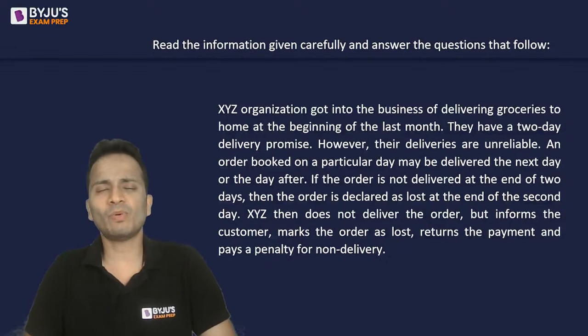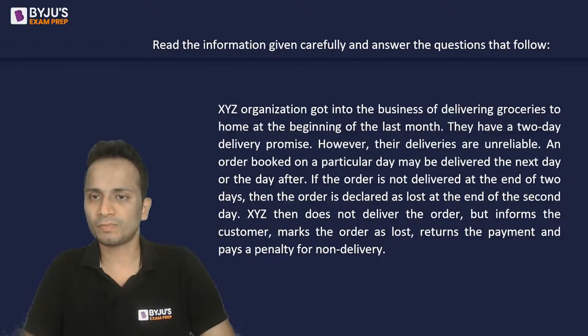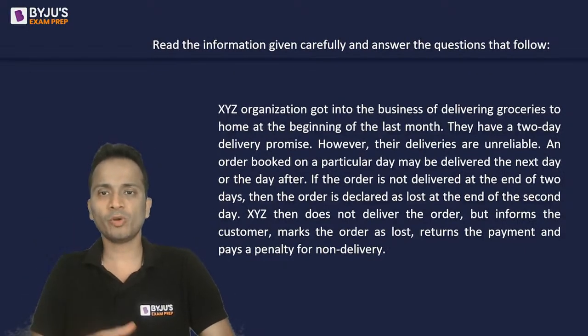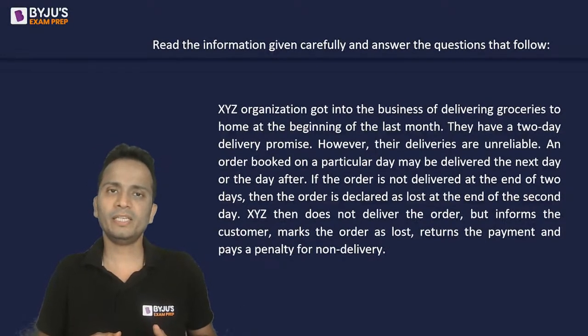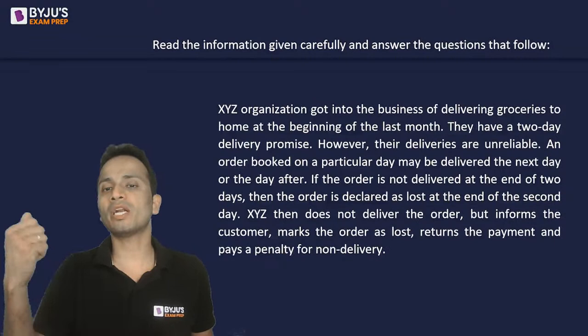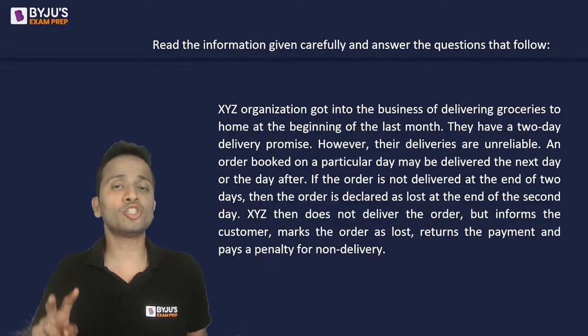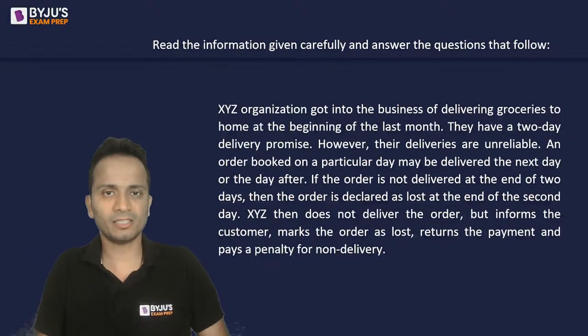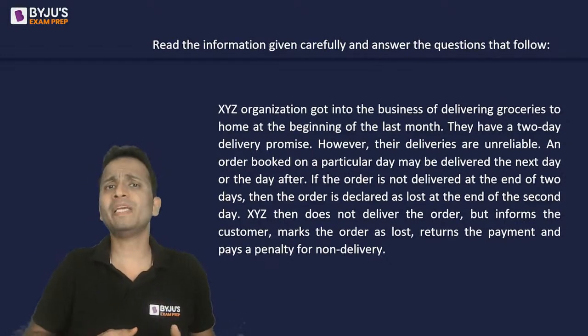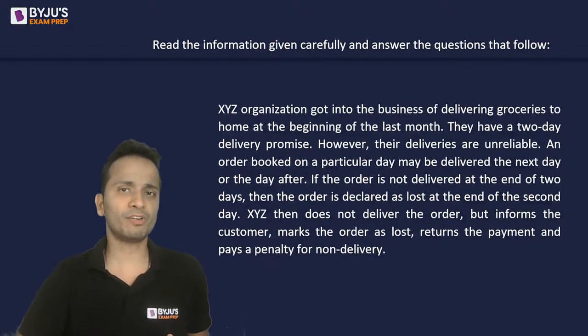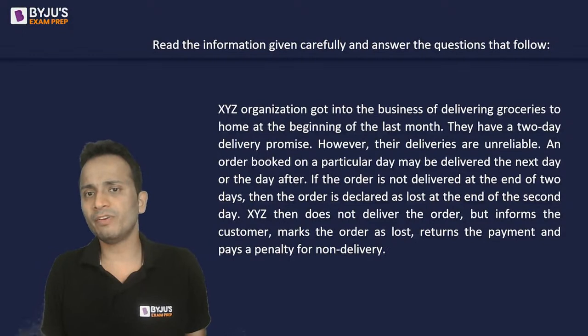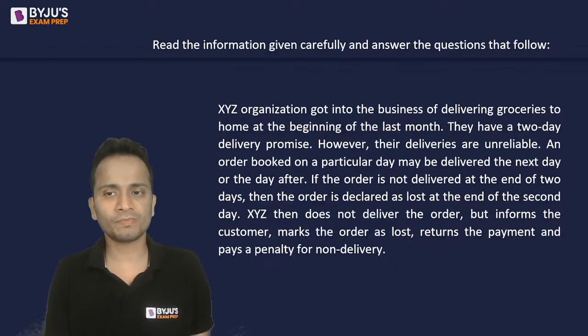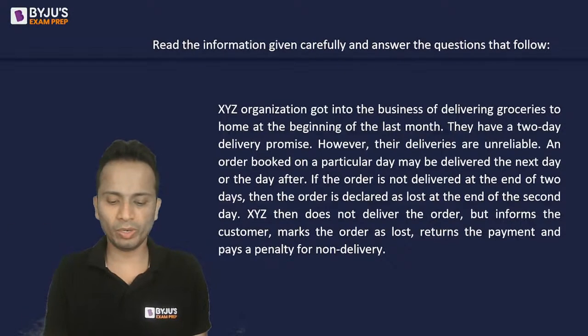I will read this data once again. So there is an organization which started delivering groceries last month. They have a 2-day delivery promise. So if you place the order today, then the product may be delivered tomorrow or the day after, right? In case it is not delivered in 2 days, then it is marked as a lost product. That's it. This is the information that you need to understand. So I'll order it today. It will be delivered either tomorrow or the day after tomorrow. If it is not delivered the day after tomorrow, then it will be marked as lost and it will not be delivered and the payment will be returned.